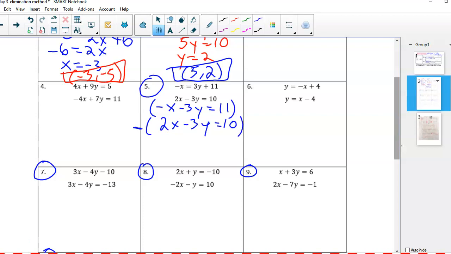Negative x minus 2x is negative 3x. Negative 3y minus negative 3y is 0. And then 11 minus 10 is 1. This 0 here is not needed, because it's still going to be negative 3x. But in this case, we're going to get a decimal. That's okay. So x equals negative 1/3.